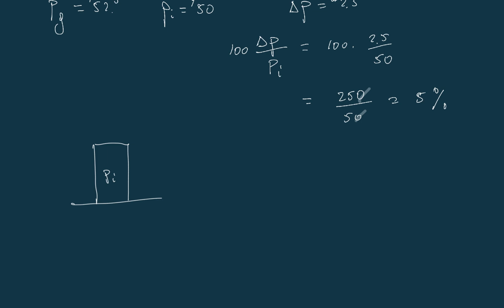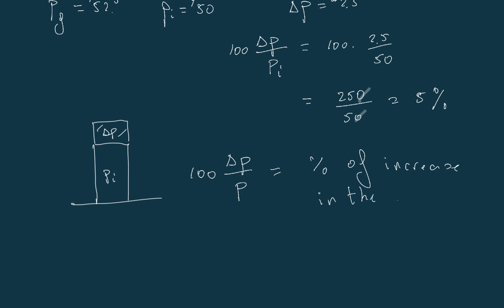So what we have learned is that if you have this amount, P initial, and you make a change in the price, the percentage that represents this change in the price will be the change in P divided by P multiplied by 100. So this is the percentage of increase in the price of the shirt.